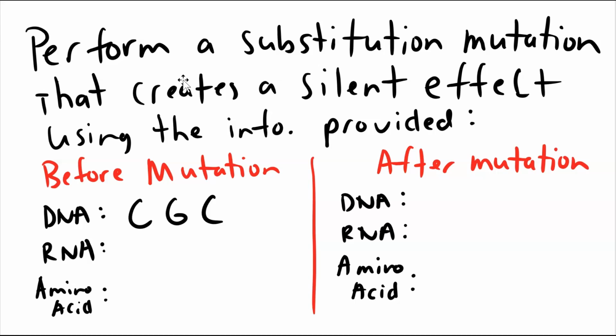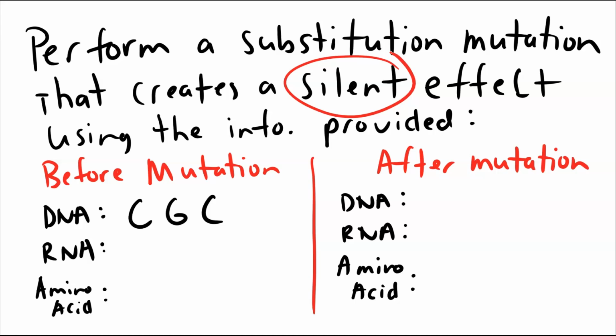Okay, now we get into a little bit of the mutations. I'm sticking with substitution mutations here, but I'll also ask about insertions and deletions. And I want you to show me the different effects that can occur because of a substitution mutation. Okay, so in this case, I want you to show me a silent effect. So silent effect means the same amino acid is produced.